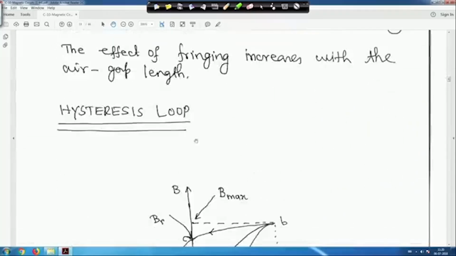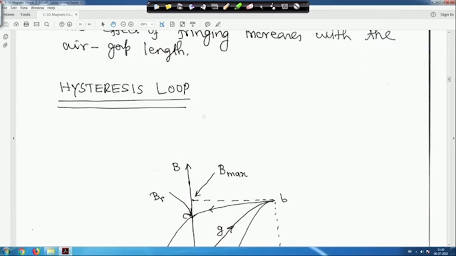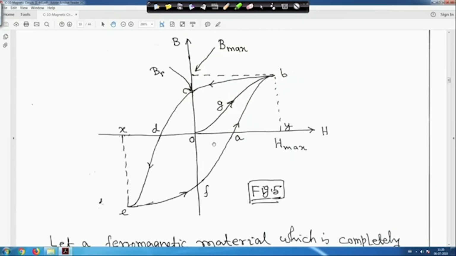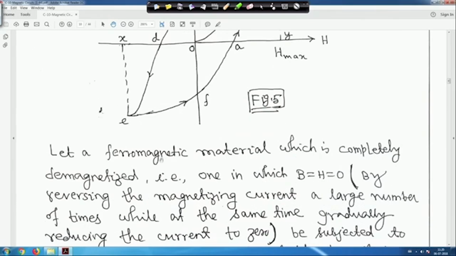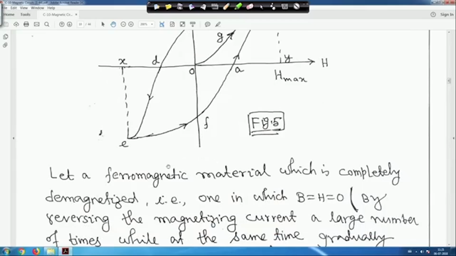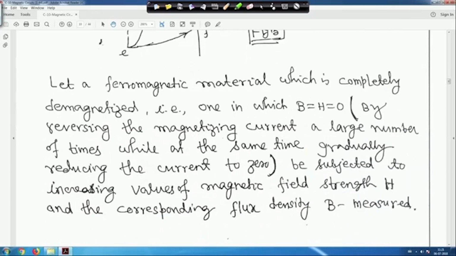Now, next is the hysteresis loop. Here we have to understand what a hysteresis loop is, because in magnetic circuits we will see this one. Suppose this is drawn in figure 5. Let a ferromagnetic material be completely demagnetized, that is one in which B is equal to H is equal to 0. Generally, if you want to completely demagnetize the ferromagnetic material, before going to that figure, you have to make B is equal to H is equal to 0. That means if H is equal to 0, I has to be 0.